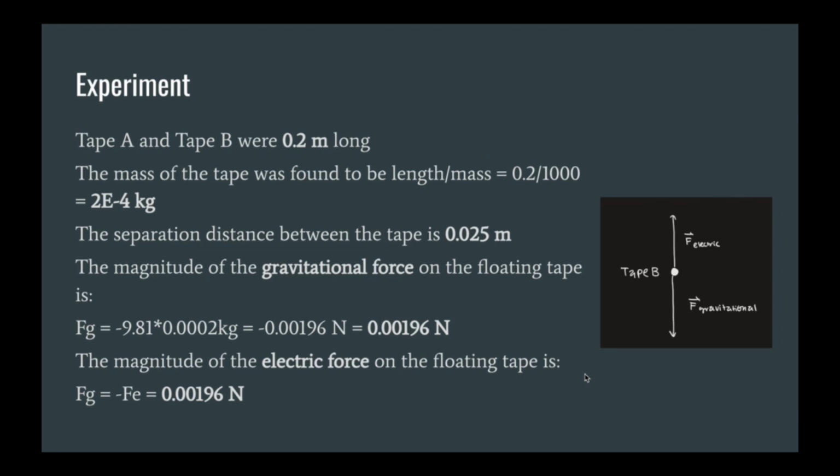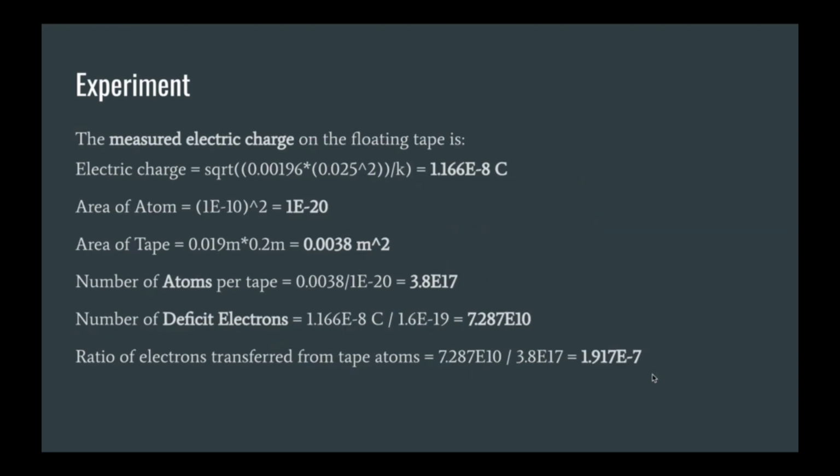Tape A and tape B were measured to be 0.2 meters long with a mass of 2 times 10 to the negative 4th kilograms. The separation distance between the tapes is 0.025 meters, and the magnitude of gravitational force and the magnitude of electric force are equal and opposite forces acting on the tape, as seen in the free body diagram. The two main vertical forces on the floating portion of tape B, as previously mentioned, are the gravitational force, which points downward, and the electrostatic force, which points upward, and the two forces are balanced.